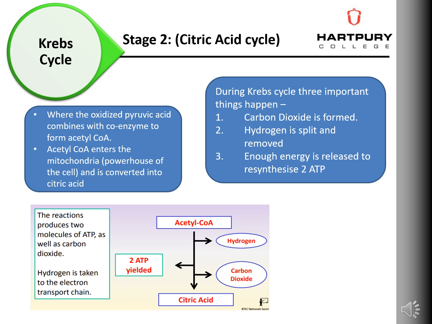So the reaction produces 2 molecules of ATP as well as carbon dioxide. Hydrogen is taken to the electron transport chain. As you can see in the image, we have acetyl coenzyme A that creates hydrogen, which is split and removed. Carbon dioxide is also formed, that creates 2 ATP, and that is the citric acid cycle.